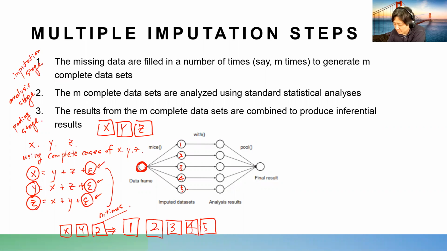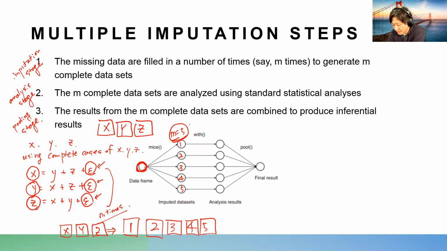So in this case, M is the number of complete data sets. In this example I just created 5 complete data sets, but you can create 10 or 20. The rule of thumb is that 5 to 10 is enough, but sometimes it depends on the proportion of your missingness. If you have a lot of missing data, you need to increase the number of complete data sets.